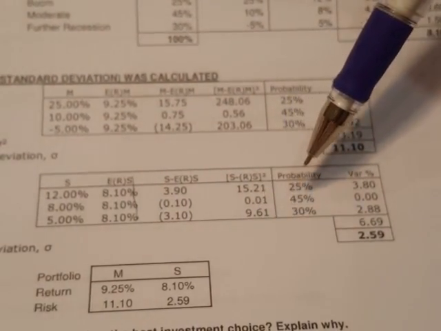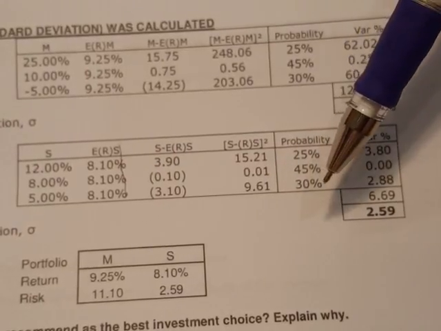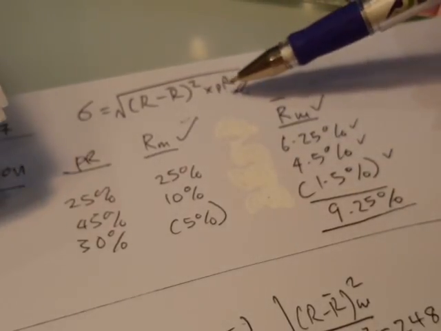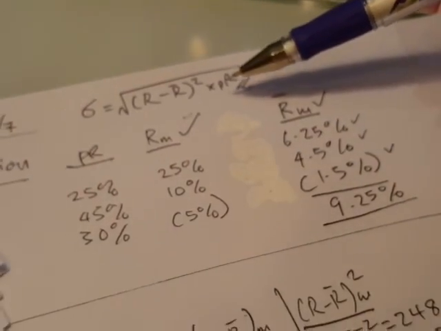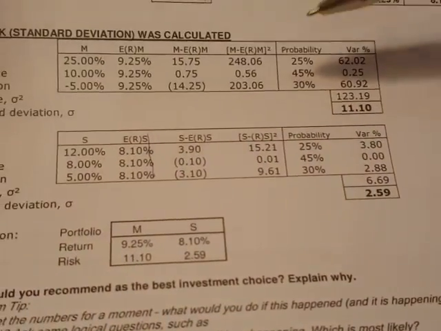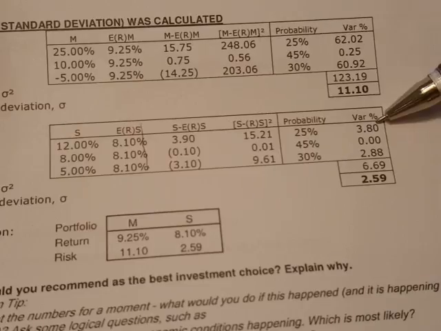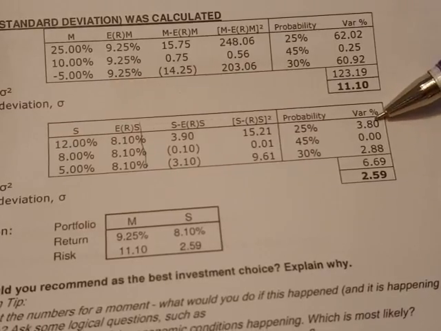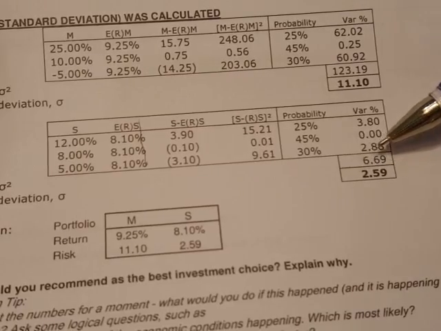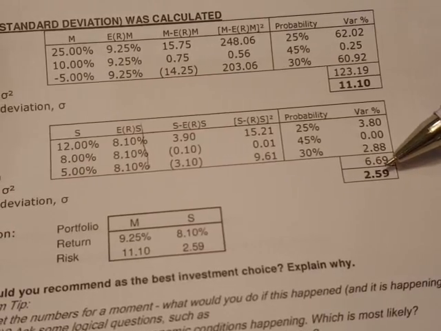And then there's probability. Your formula requires you to calculate the probability. Times the probability, get variance, add together. This is your variance. Square root this figure, you get standard deviation.